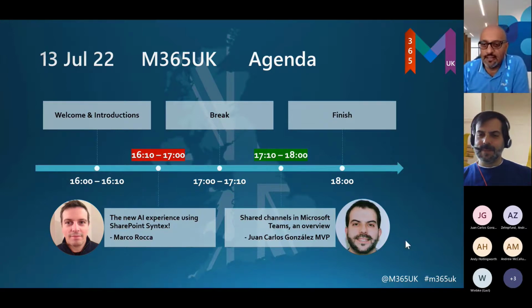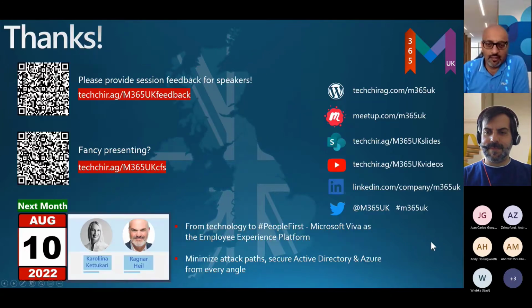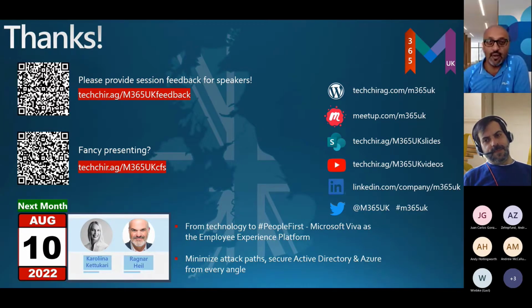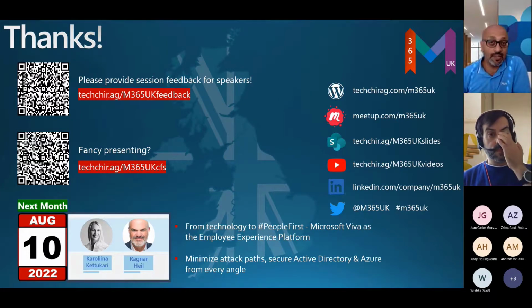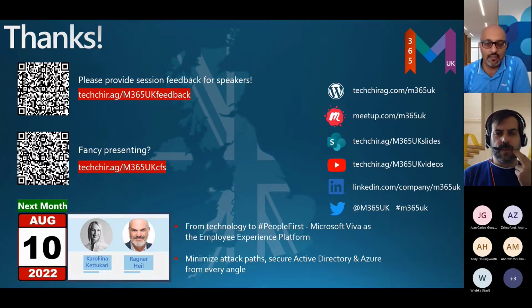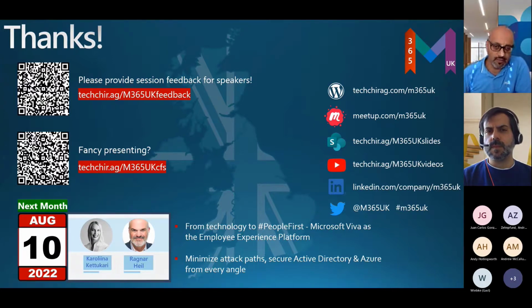Of course, like I mentioned earlier today, we're back next month, 10th of August, with again good MVPs, Carolina Katukari from Finland and Ragnar from Germany. So 2 different sessions again. One is going to be on Microsoft Viva, everything you ever wanted to know from a business perspective, so that's the session for you to tune in to next month. The other is on Azure Active Directory as well as Active Directory, minimizing the attack paths.